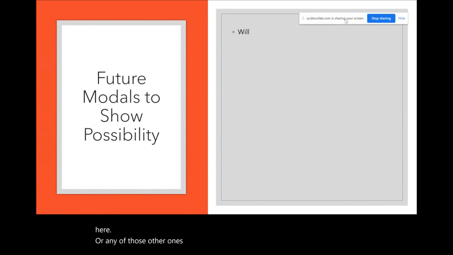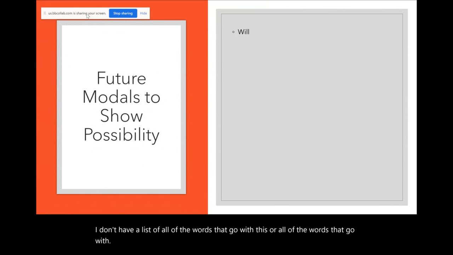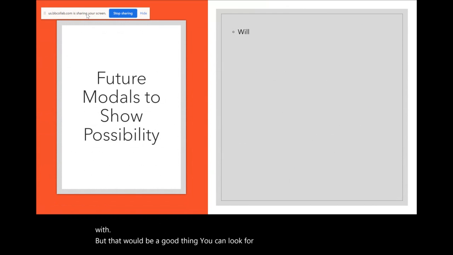Okay? Teacher, do you have the list for this one, like the list from the book? No, I don't have a list of all of the words that go with dis or all the words that go with the other prefixes. But that would be a good thing you can look for in a Google search. You can say Google search of common prefixes. So good question, but no, I don't have a list.